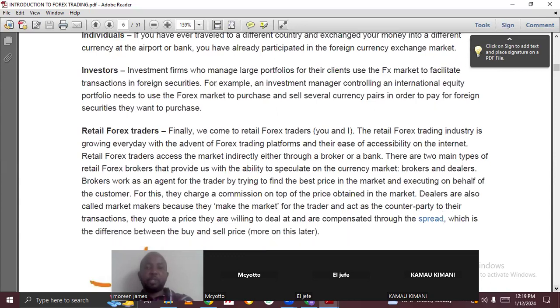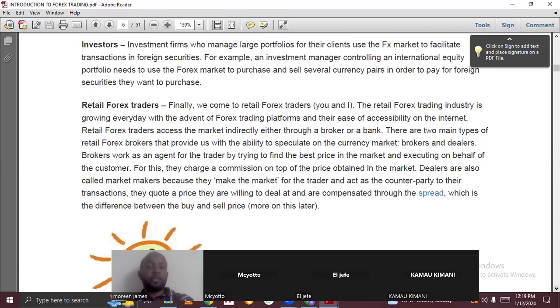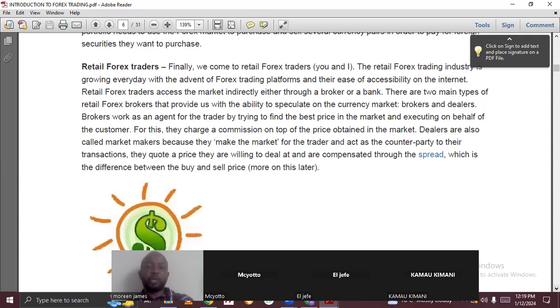Then we have now the most important person, who is you, and that's why we are here for you, the retail trader or retail Forex trader. Finally, we come to you and me. The retail Forex industry is growing every day with the advent of Forex trading platforms. Here in Kenya, we are around 100,000 traders. In the whole world, you are roughly 10 million retail Forex traders. So they are growing.